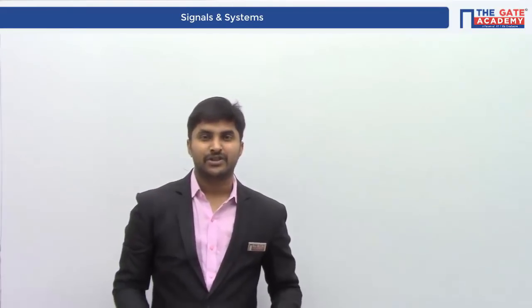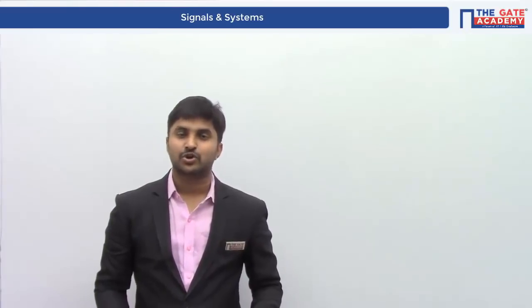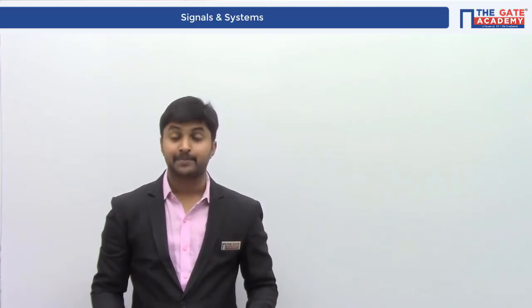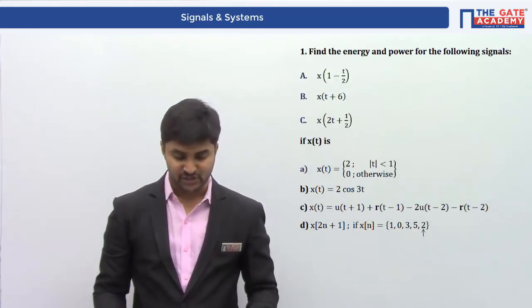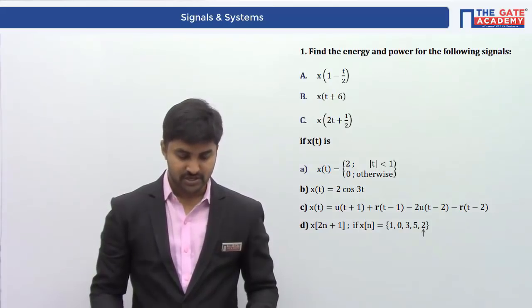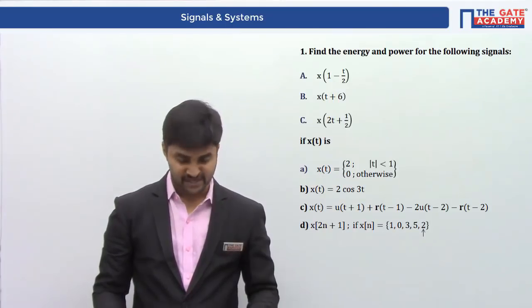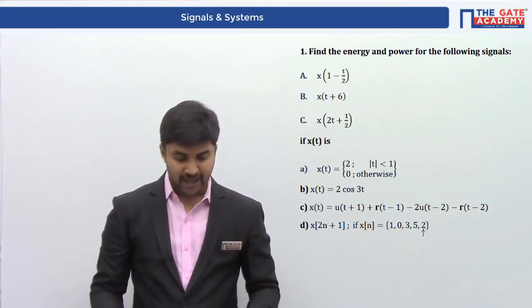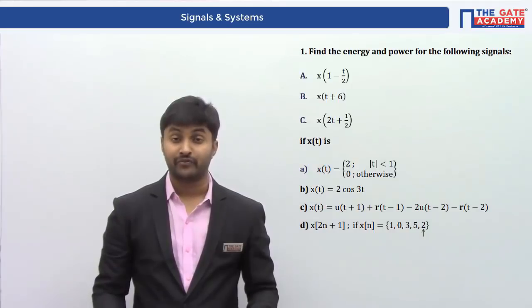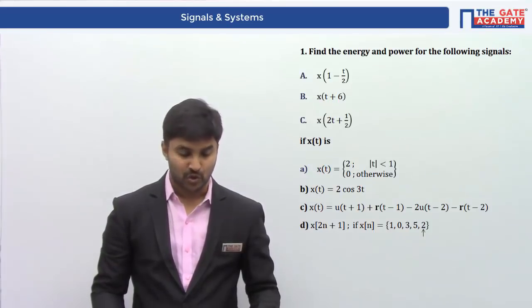So let us start with question number 1. This question belongs to Introduction to Signals and Systems, from the topic of energy and power. Find the energy and power for the signals. First one, x of 1 minus t by 2. Second one is x of t plus 6. Third one is x of 2t plus 1 by 2. If x of t is, in part A, x of t is equal to 2 for mod of t less than 1 and it is equal to 0 otherwise.